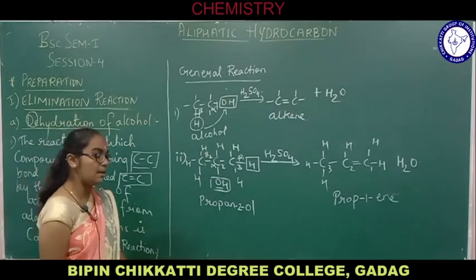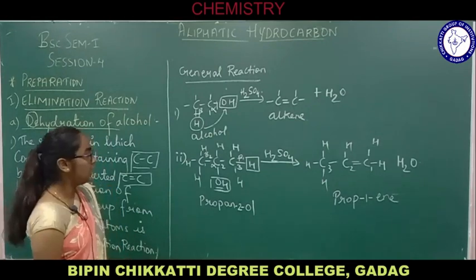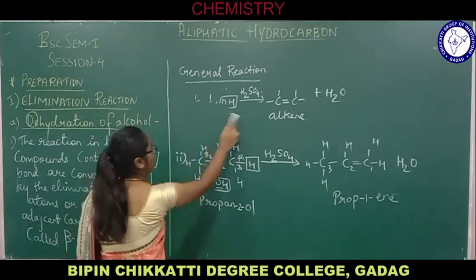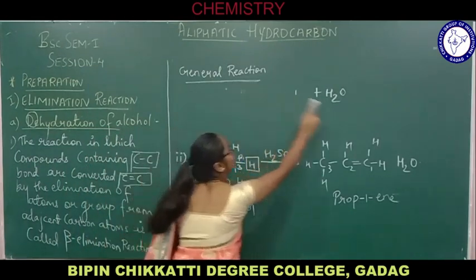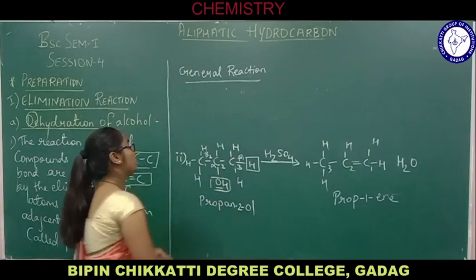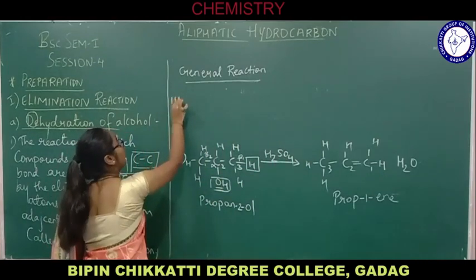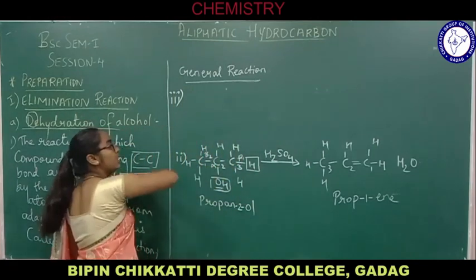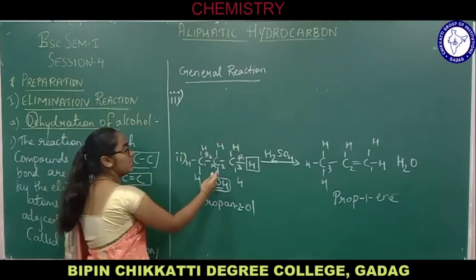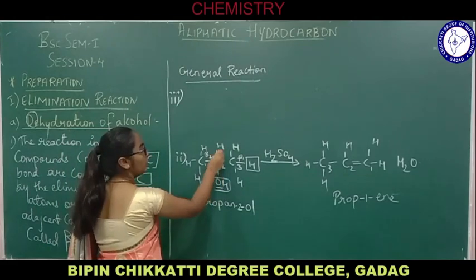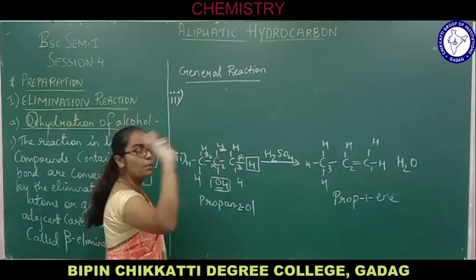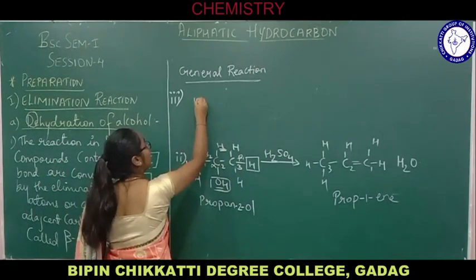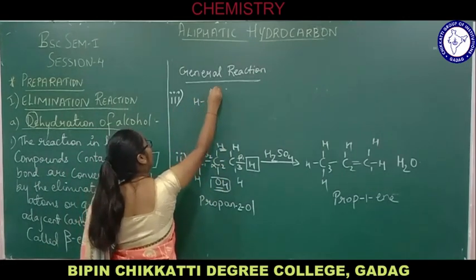Okay, this is the first example. Let's understand the second example. For the second example, I'll write on the upper side. The first one was the general reaction, and now this is the second example. In the second example, instead of carbon number 2 having 1 hydrogen, I'll substitute it with 1 alkyl group. Let's understand that by substituting another group over there.